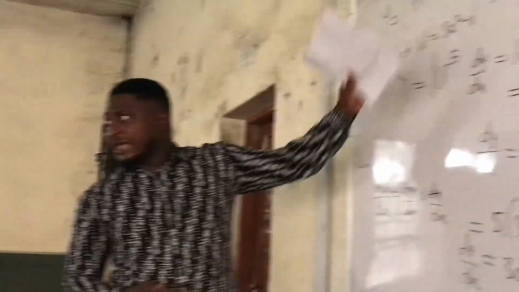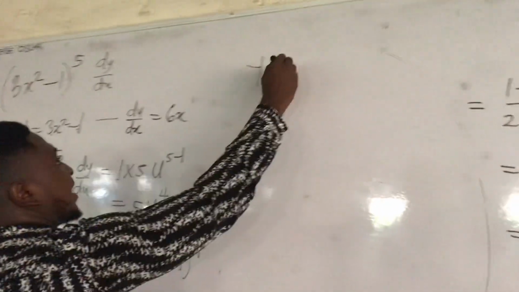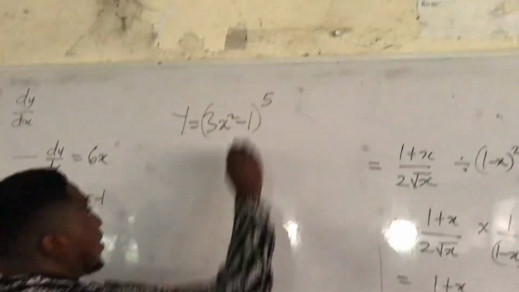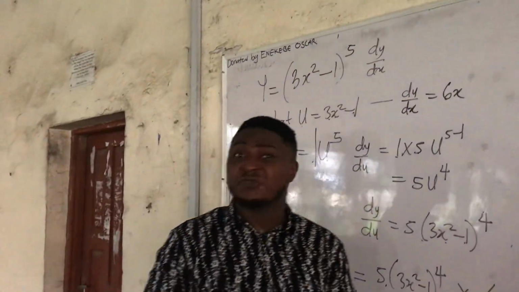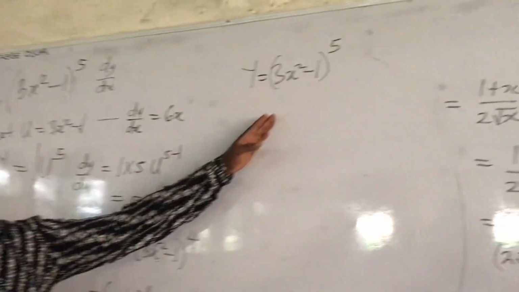See how long it took, class. But look at the shortcut. Let me show you the shortcut. If you have y equals (3x squared minus 1) raised to power 5, everybody look up please, your shortcut in this kind of question is just 4 steps. There are just 4 steps you use in the shortcut here, class.